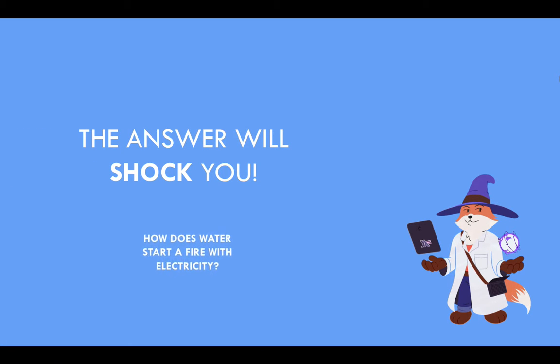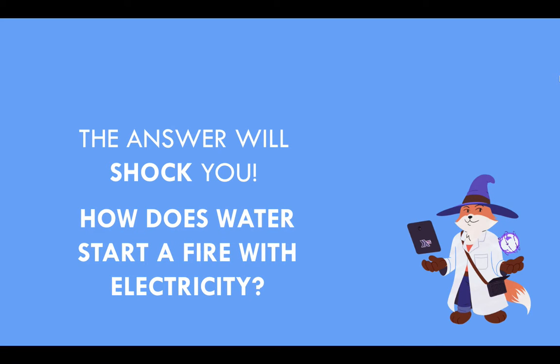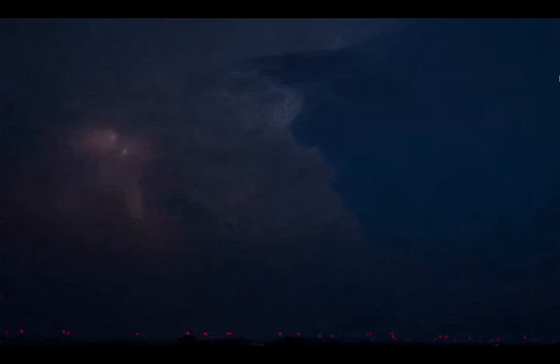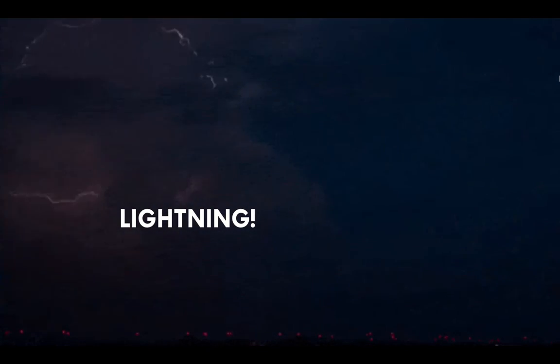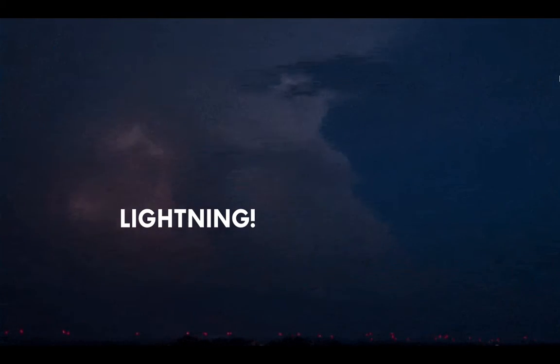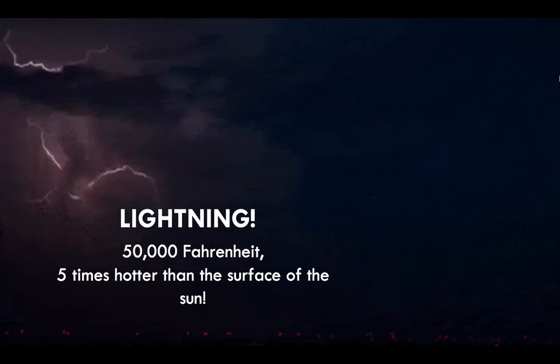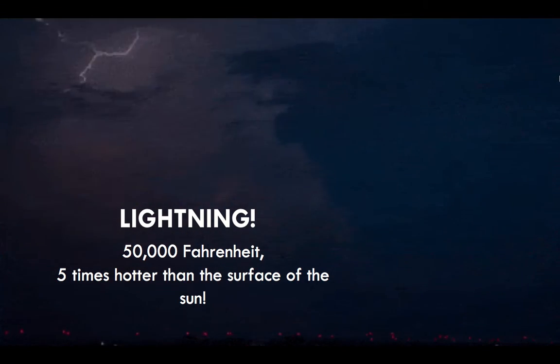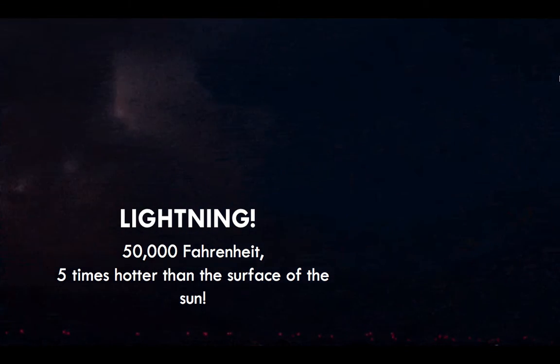Wait a second, it's not the end of the video yet. I have a question to ask you. It's pretty confusing, but the answer will shock you. How does water start a fire with electricity? Hey, I thought water extinguishes fire. How can it start a fire by using electricity? You give up? The answer is lightning. As you know, lightning is a natural phenomenon made of electricity. In fact, lightning can heat the air it passes through to 50,000 degrees Fahrenheit, which is 5 times hotter than the surface of the sun. And I bet you don't even know that, ha ha ha.